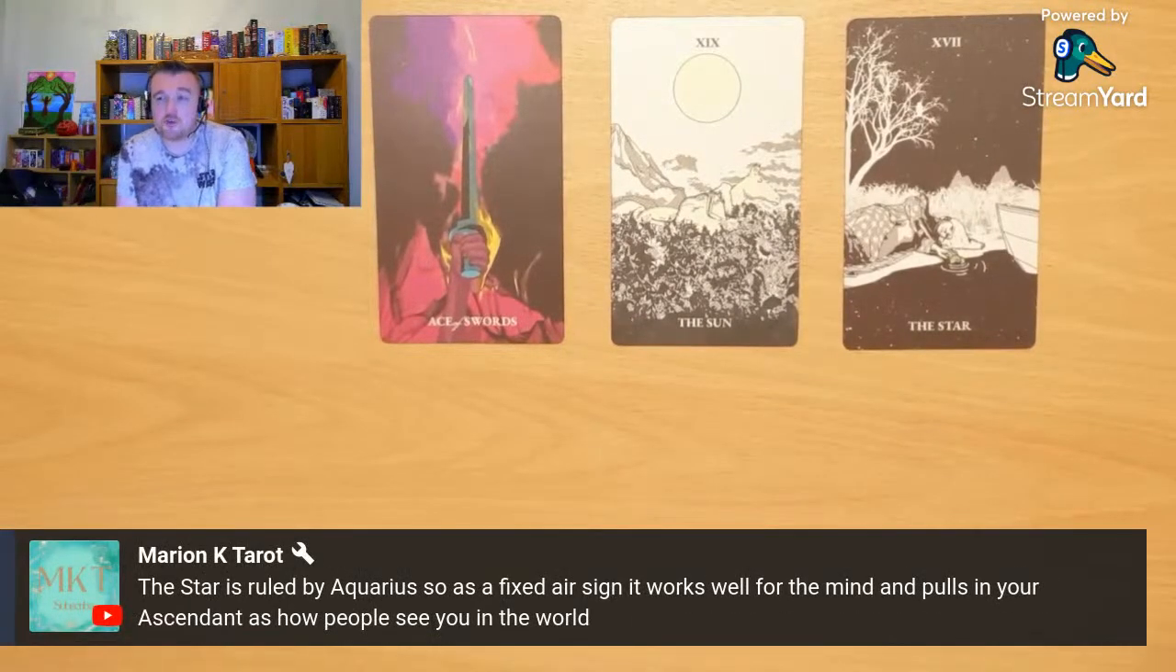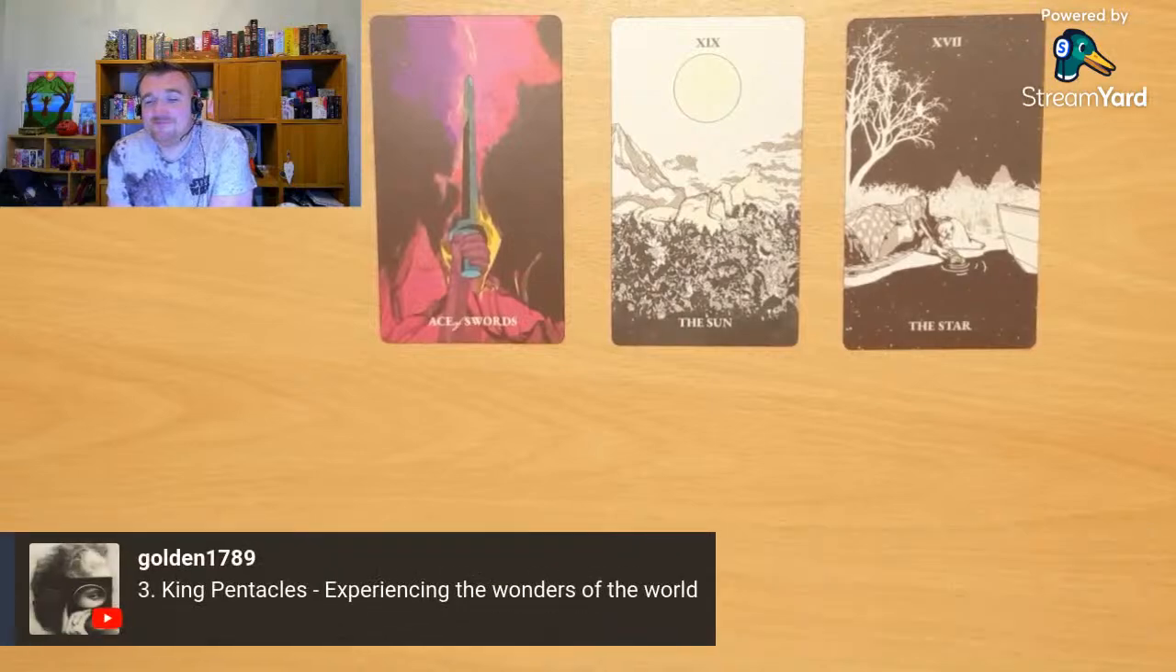The Star is ruled by Aquarius, so as a fixed air sign, it works well for the mind and pulls in your ascendant as how people see you in the world. Right, okay, cool. My ascendant's Taurus, so yeah, which is another fixed sign. Let's see, the King of Pentacles, experiencing the wonders of the world. Nice.